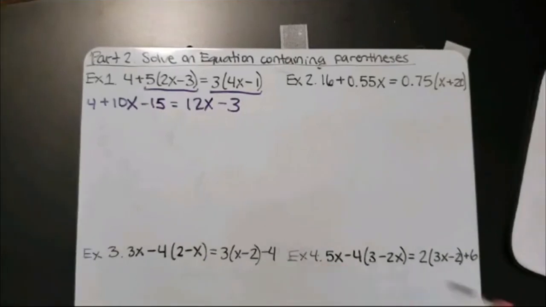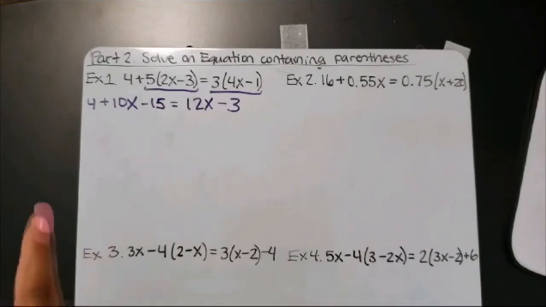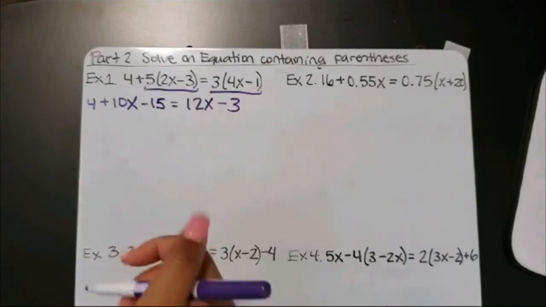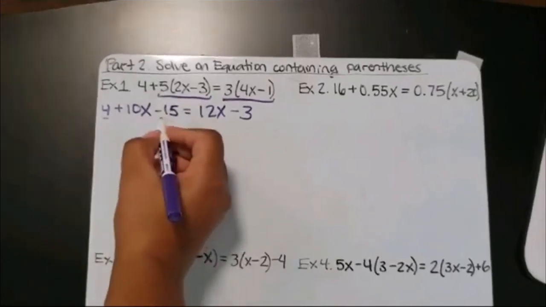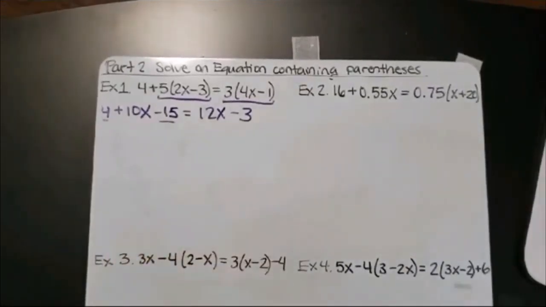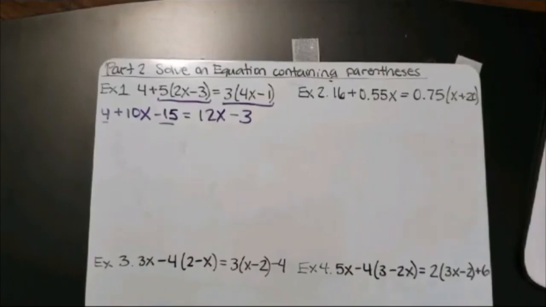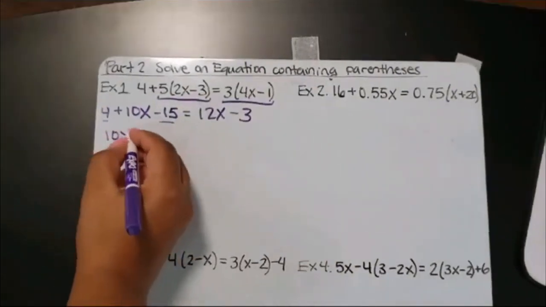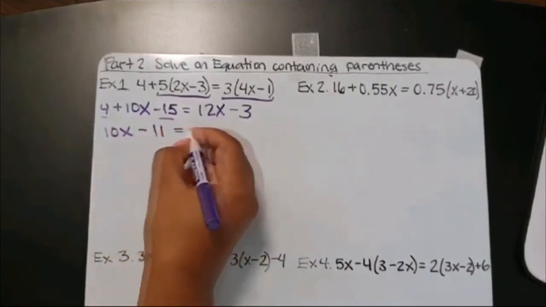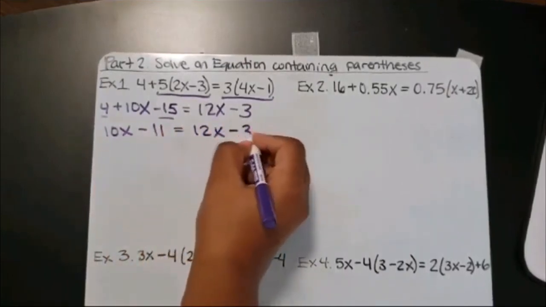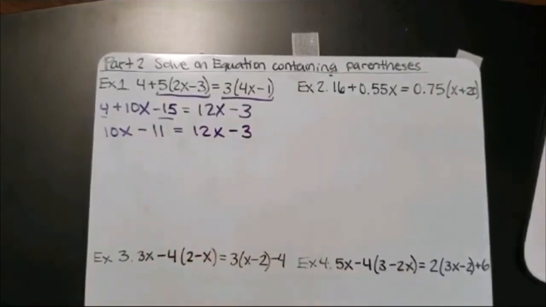All right. From here, before we can start moving things, we have to make sure that both sides of our equation are fully simplified. And I hope you guys notice that the left side is not fully simplified. So this 4 and that negative 15 can be combined. So we will have 10x minus 11 equals 12x minus 3.